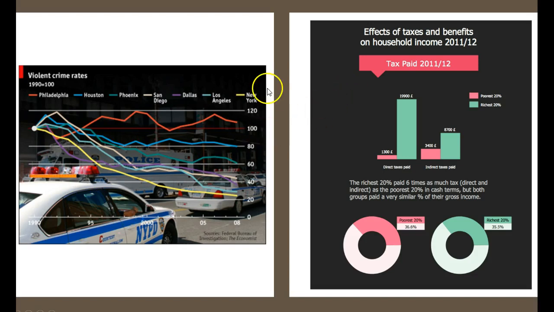Now take a look to the right. This is a well-designed graphic. So it looks like this is an infographic explaining the effects of taxes and benefits on household income, taxes paid for 2011. This does a good job of utilizing different colors, so the contrast, so utilizing the red pinkish color and the green color and the white fonts to demonstrate the contrast.